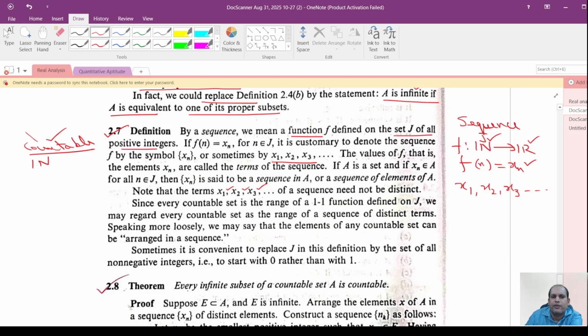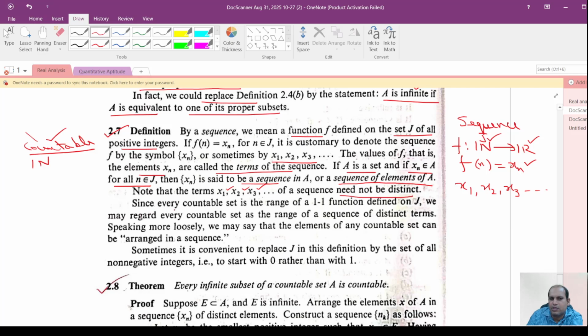The values of f, that is the elements xn, are called the terms of the sequence. If A is a set and if xn belongs to A for all n, then xn is said to be a sequence in A. For example, if we are taking xn from real numbers, then we will call it a sequence of real numbers or a sequence of elements of A. Note that the terms x1, x2, x3 of a sequence need not be distinct.